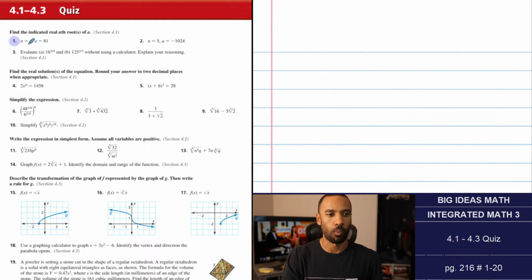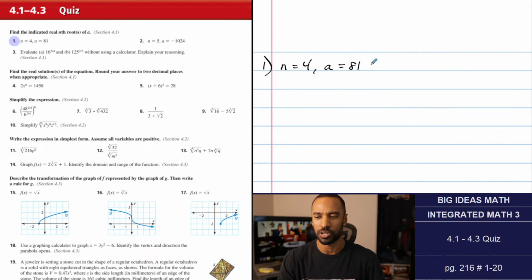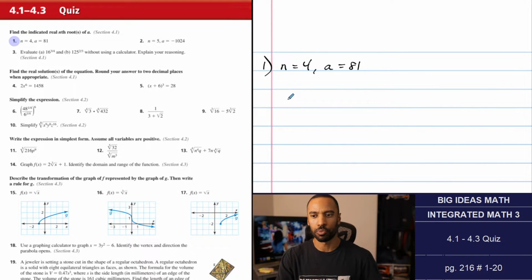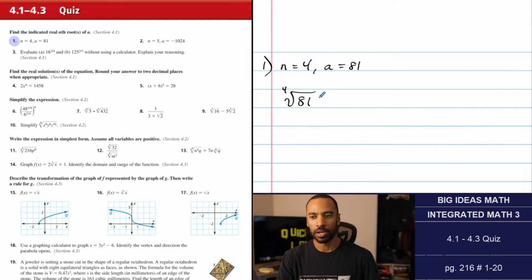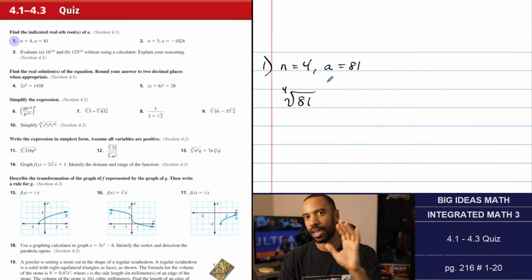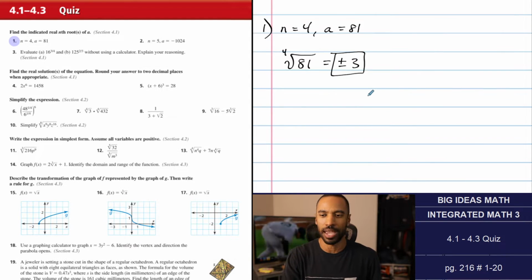We're going to start with numbers 1 and 2, where we find the indicated real nth roots of a. This is out of section 4.1. When they're talking about roots, you're thinking about when you solve for it or when you graph it, where they actually cross axes. So this plus or minus stuff kind of matters here. The nth root is the fourth root, so we are taking the fourth root of 81, but the thing is we have to consider the positive and negative versions of this, because when we raise them to the fourth power they would turn positive. Now the fourth root of 81 is 3, but of course because negative 3 to the fourth power is also 81, it's plus or minus 3. There are two answers to it.